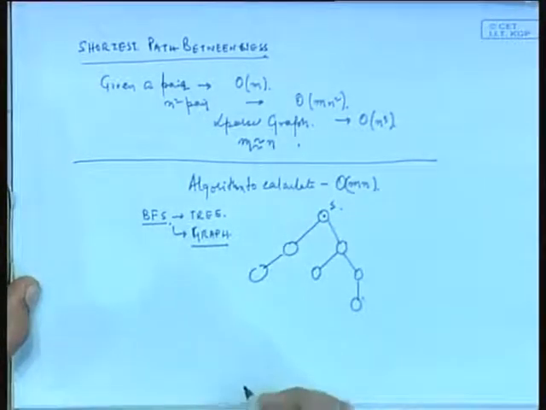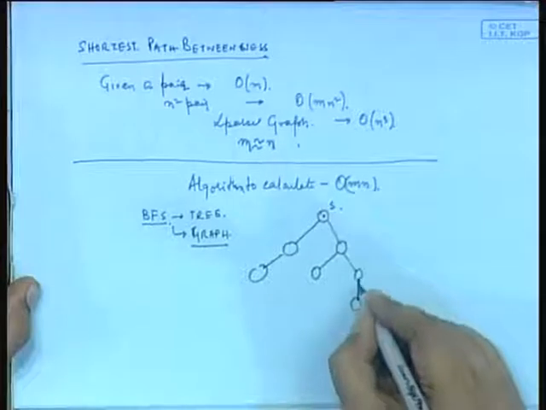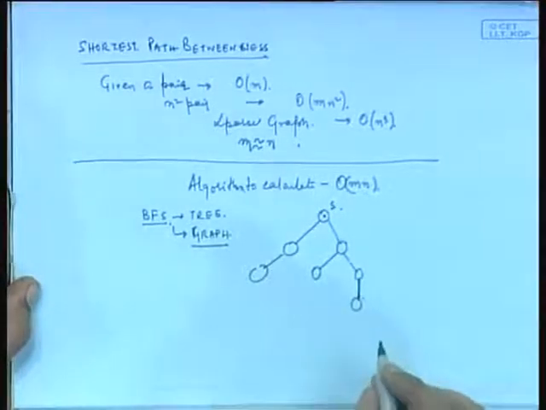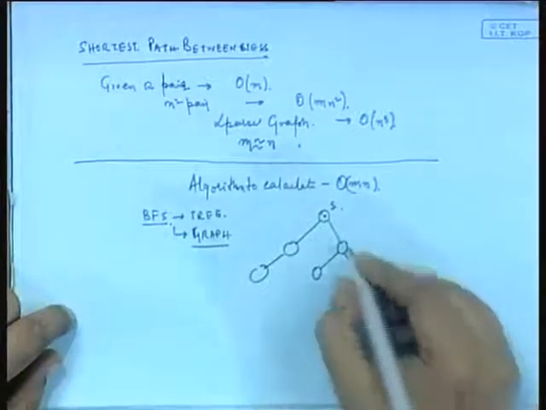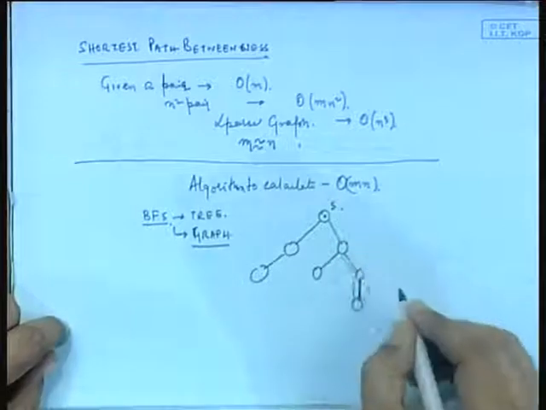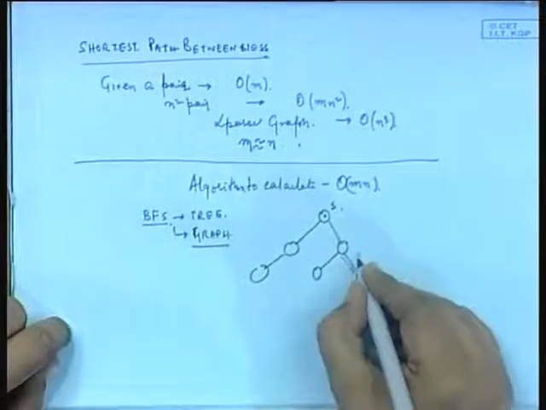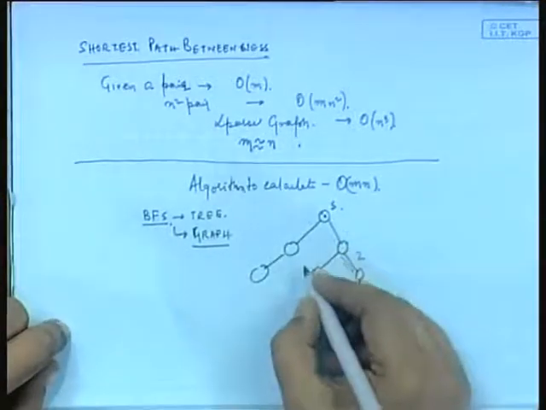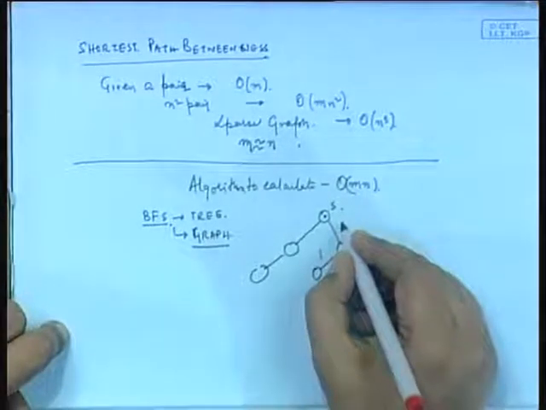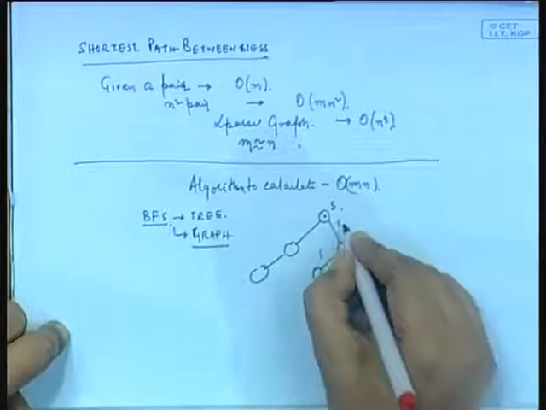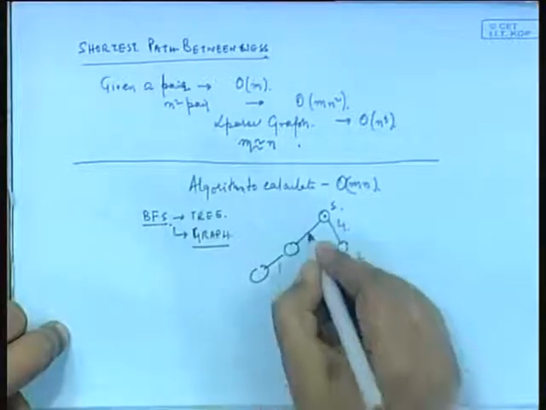So now can we see how many shortest paths pass through this edge? 1. How many shortest paths pass through this edge? 2. Through this one, 4. So 1, 2.